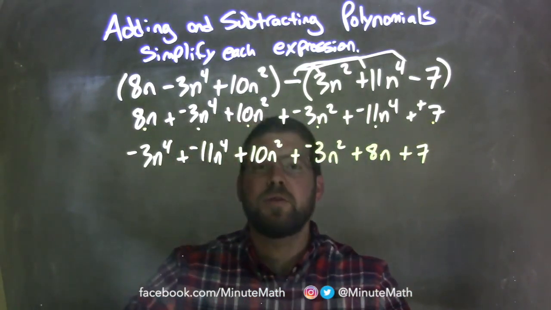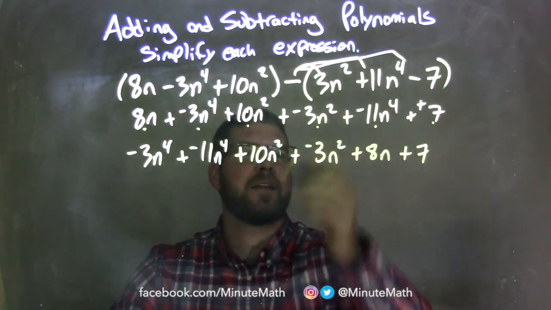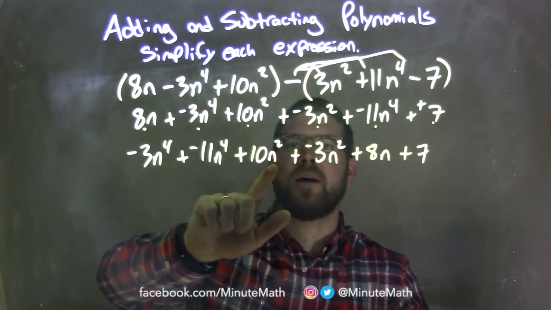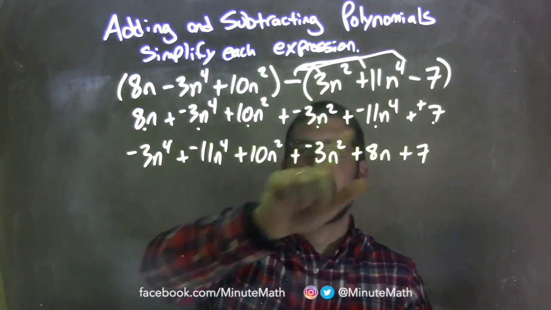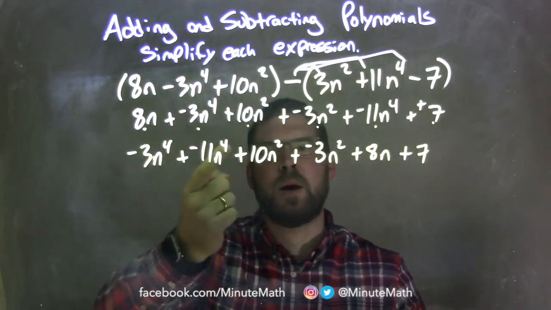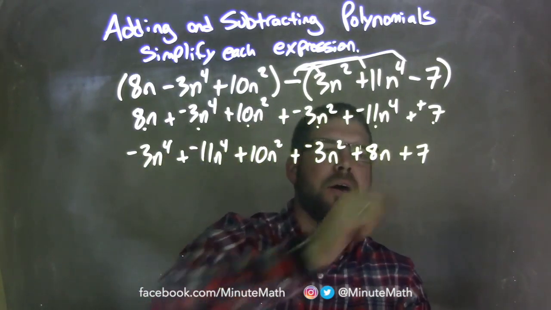There we go. Let's double check we had everything down. We should by using the dot system, but 8n's right there, negative 3n to the fourth right there, 10n squared right there, negative 3n squared right there, negative 11n to the fourth, fantastic, and 7. And we just double check highest degrees first: fourth power, second power, first power, constant.